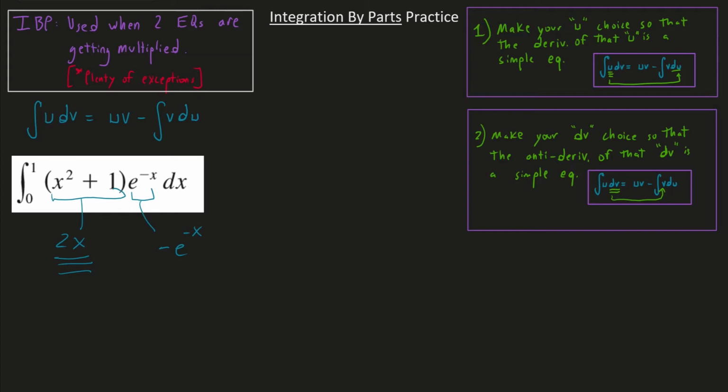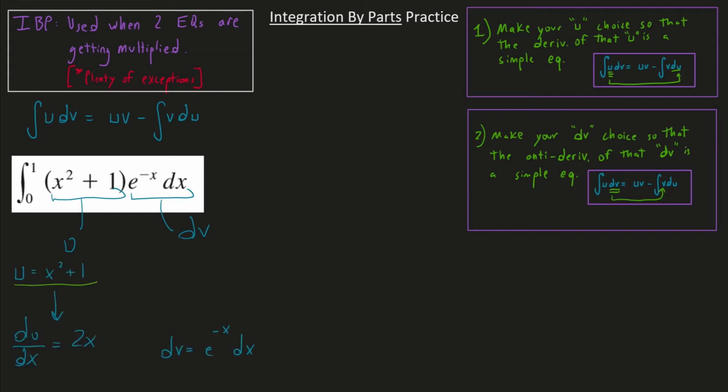So I'm going to go with this choice for u, which makes the e to the negative x as well as that dx my dv. So let's see where that takes us.